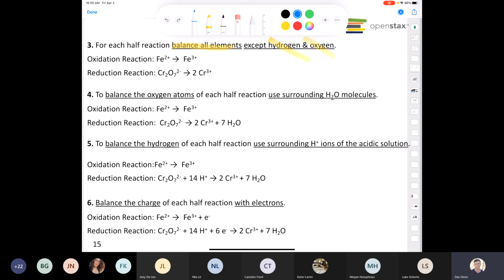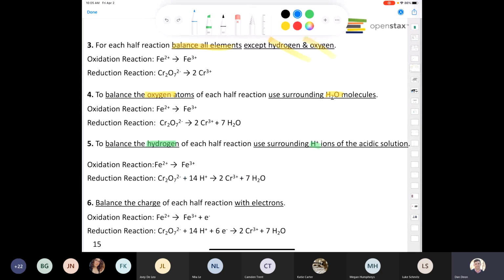The next step is to balance out the hydrogens. And what do you use to balance out hydrogens? Well, when you balanced oxygen, you used H2O. When you balance hydrogen, you use protons, H plus ions. Again, in this one there's no hydrogen and no oxygen, so nothing to do. But over here, we had 7 water molecules. 7 times 2 gives you a total of 14 hydrogens. That means we're going to need to put 14 protons over here.